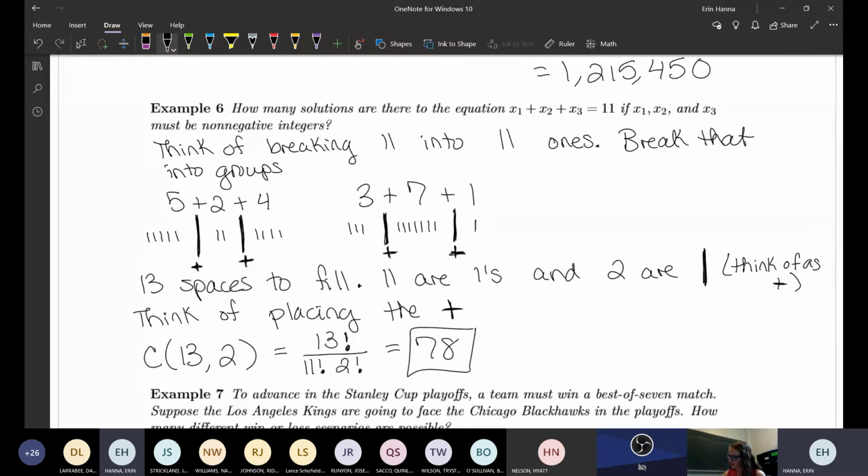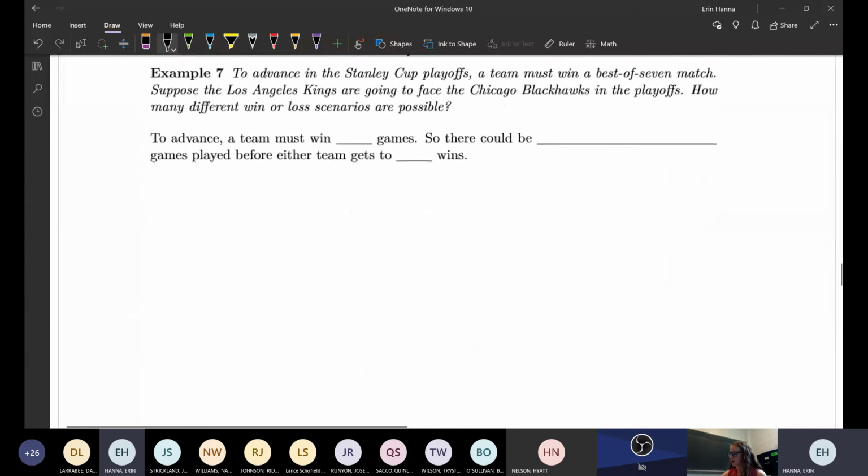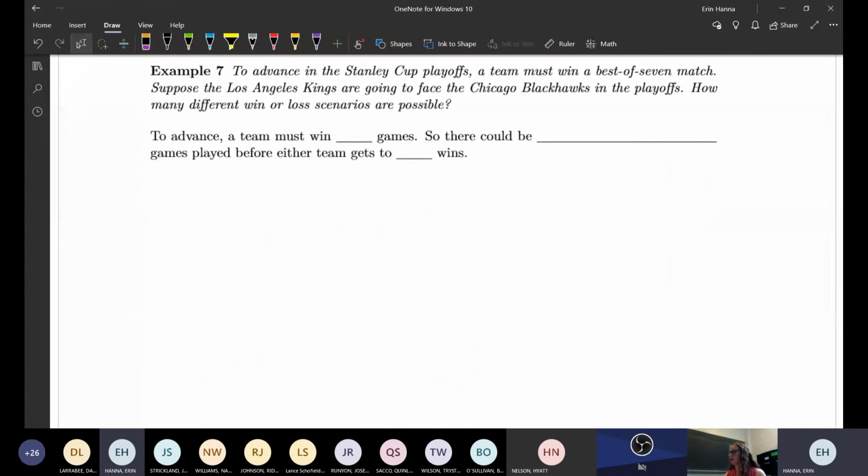Next one then, which is going back to something the tiniest bit more concrete. I should be careful with the word concrete, but to advance to the Stanley Cup playoffs, the team must win a best of 7 match. Suppose the Los Angeles Kings are going to face the. I think so. I swear there is. Am I crazy? There it is.